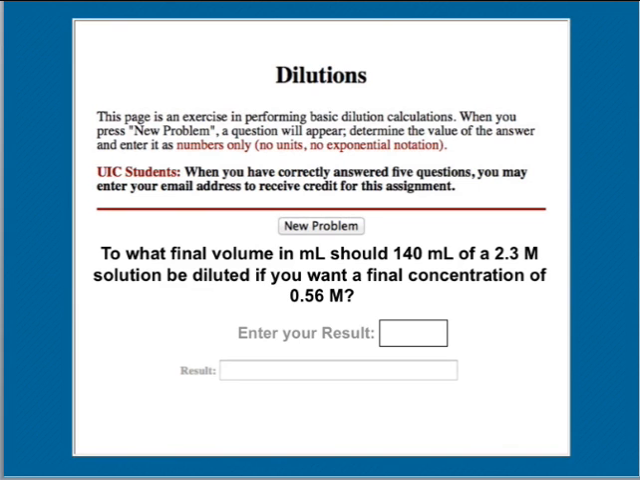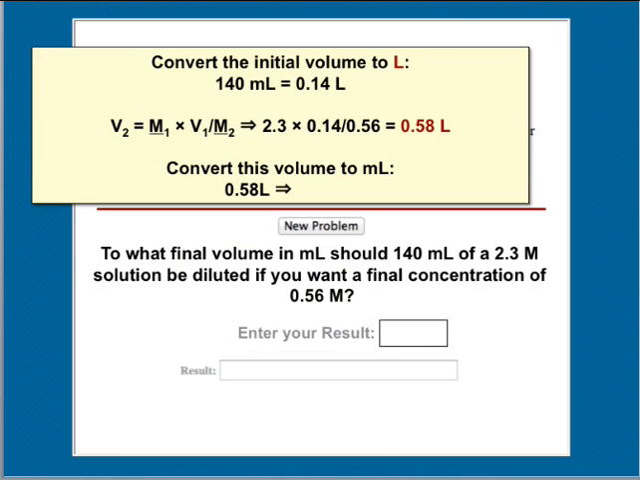All right, here, to what final volume? So C1, V1, C2, V2, we're looking for V2. We have 140 mils. Here's our concentration. And here's our final concentration, C2, of 0.56. All we're doing is solving for V2. V2 is going to be our concentration times our volume, that's moles, isn't it? Divided by our second concentration. We run this through, it gets 0.58 liters. For some reason, we asked for milliliters here, so multiply this by 1,000, and we're at 580 mils.